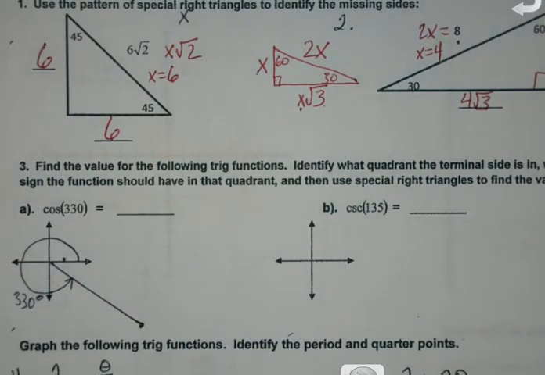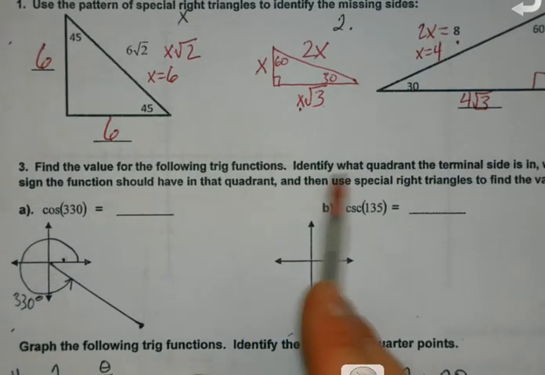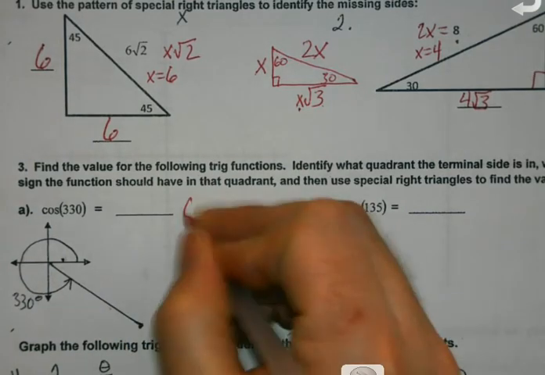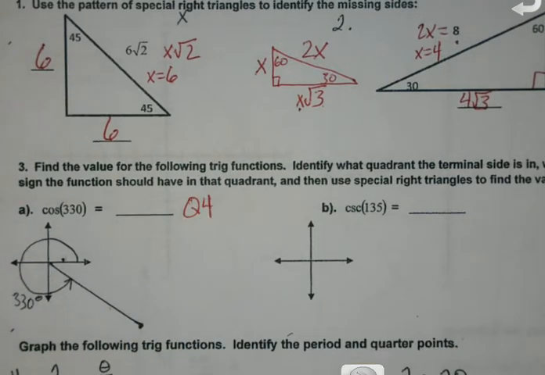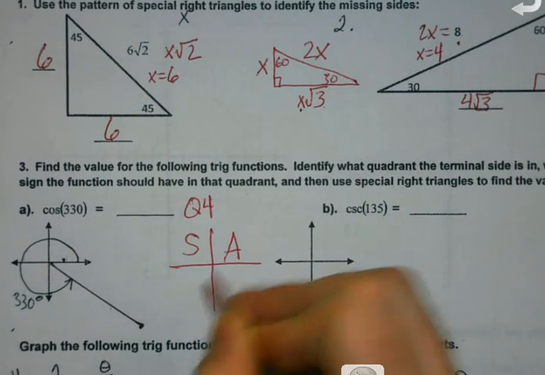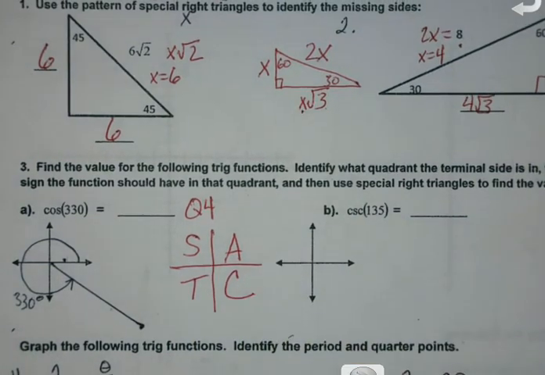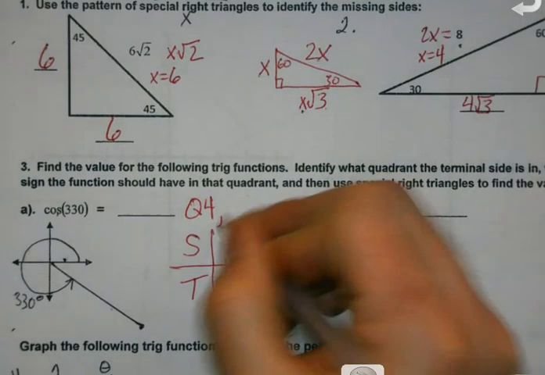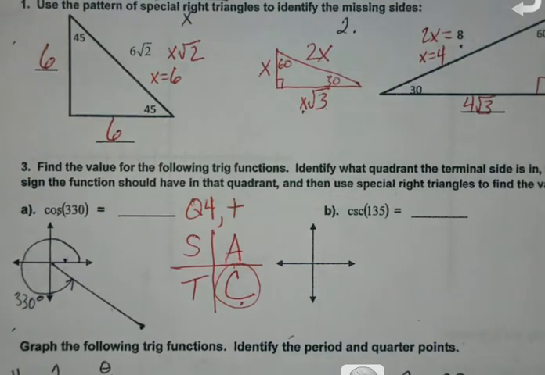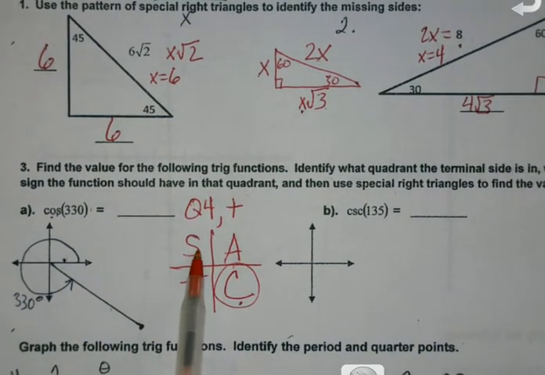But, all right, let's start answering questions here. Identify what quadrant the terminal side is in. 4. Okay, so we're in quadrant 4. What sign should the function have in that quadrant? All Students Take Calculus. So cosine should be positive because my terminal side is in the 4th quadrant. Now, if that would have said sine of 330, it would have been negative. Okay, so I know that much.